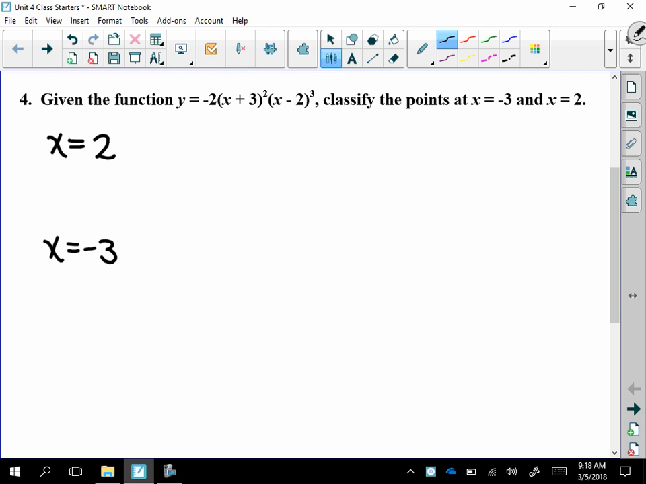Any thoughts? They're both zeros. All right, good. We can say that they are both zeros of the polynomial because it causes us to get a 0 for y.